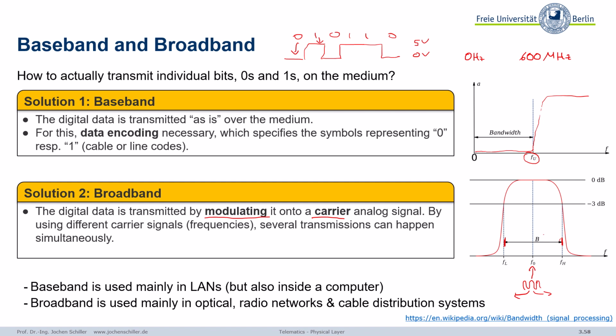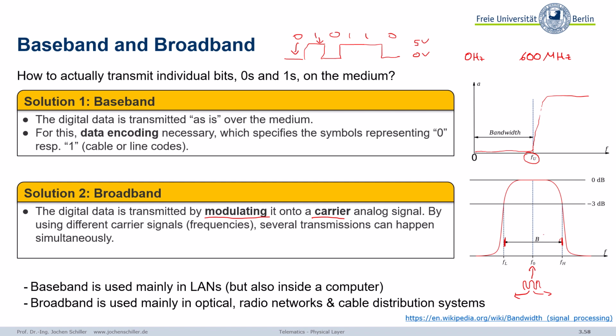So baseband, that's typically inside a computer, in your chip. So you have different voltages applied, and then we code the 0 as 0 volts and the 1 as 1.1 volt or whatever. Also local area networks quite often use baseband. Broadband, this way use all optical networks, radio networks, cable distribution systems, etc.